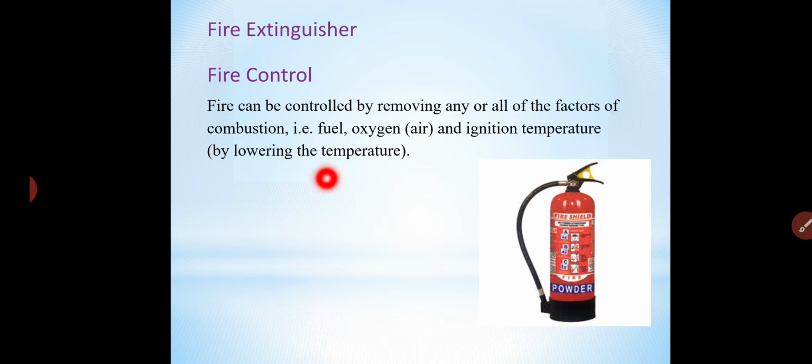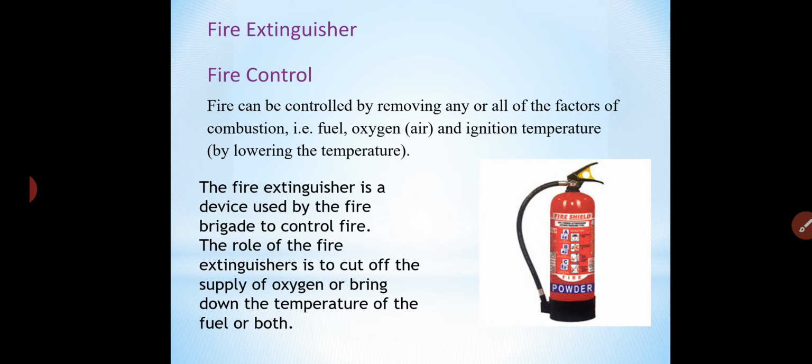Fire can be controlled by removing any or all of the factors of combustion. We already know that fire needs three factors: combustible material, oxygen, and ignition temperature. If we remove any one of these three, then we can control the fire, and that work is done by this powder. What is it? It is a fire extinguisher.